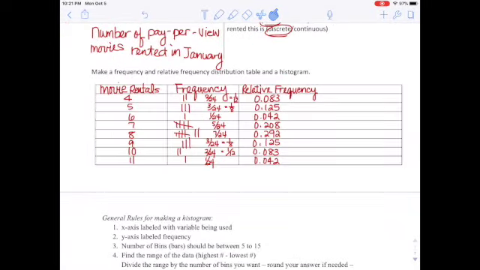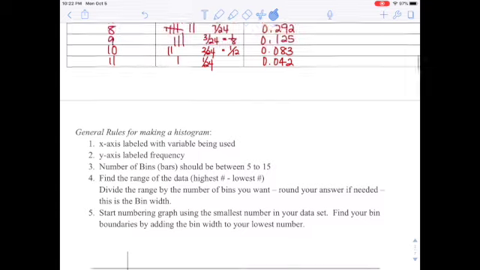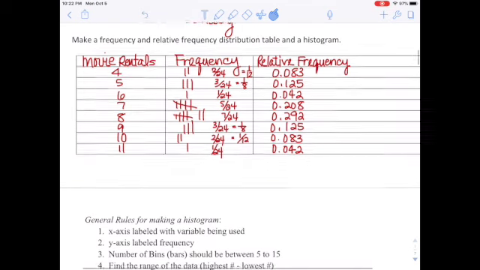Okay, so now, if we're going to draw a histogram, there are a couple of things we have to keep in mind. These are the general rules for making a histogram. 1. The x-axis is labeled with the variable being used. 2. The y-axis is labeled frequency. 3. The number of bins or bars should be between 5 and 15, and I will show you that in a minute. What does it mean by bins or bars? 4. Find the range of the data, highest to lowest. In this case, the highest is 11 and the lowest is 4 movie rentals.